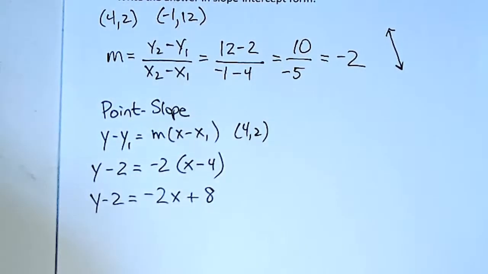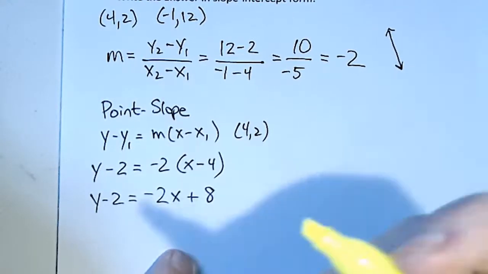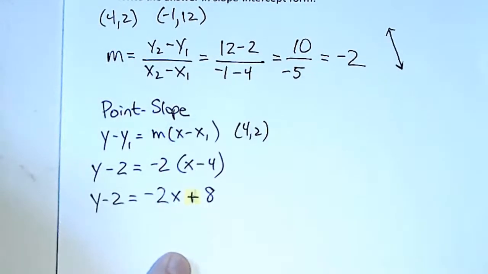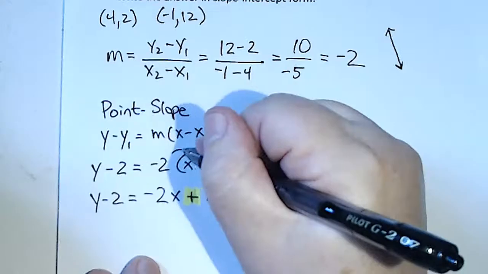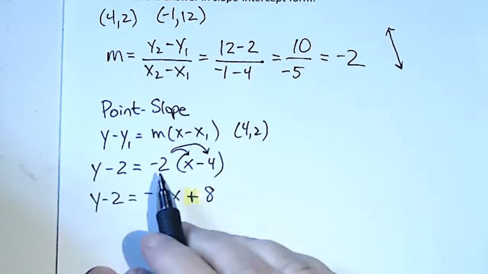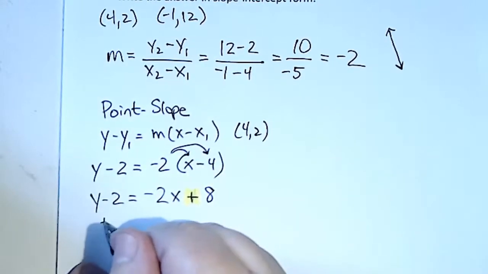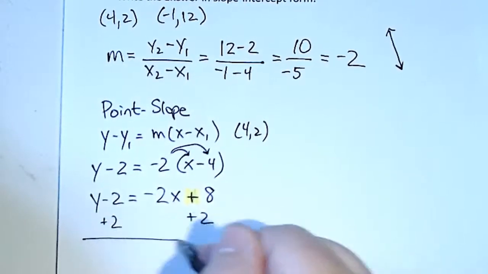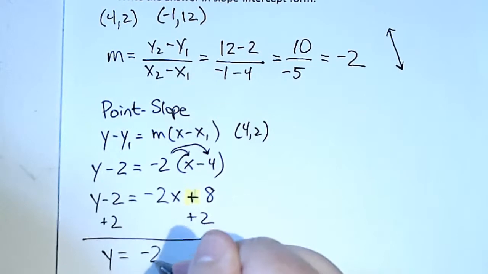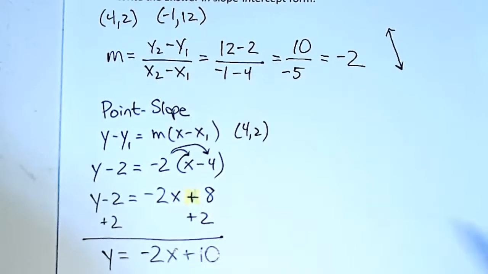I need my trusty yellow highlighter. Blow on the paper a little bit. Remember that if I multiply through, which I just did, negative times a negative is a positive. Okay, last thing I do is add 2 to both sides. Get y equals negative 2x plus 10.